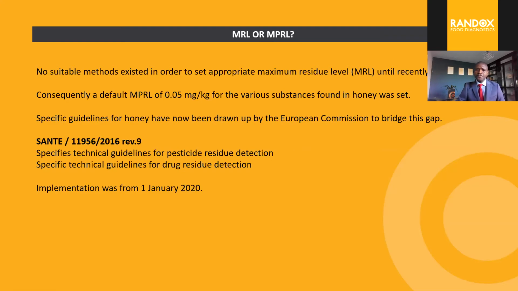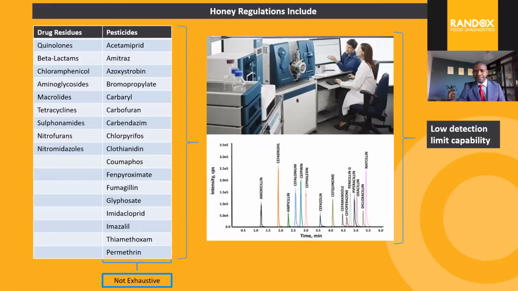And this was specifically for pesticide residues, like technical guidelines for pesticide detection, and also guidelines for drug residue detection. So some of those actually included these types of pesticides here. And in terms of drug residues, your quinolones, the beta-lactams, chloramphenicol totally banned, and aminoglycosides, macrolides, your tetracyclines, your nitrofurans, but most of these, some of them actually are banned.